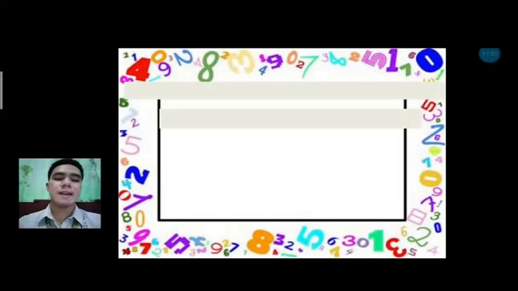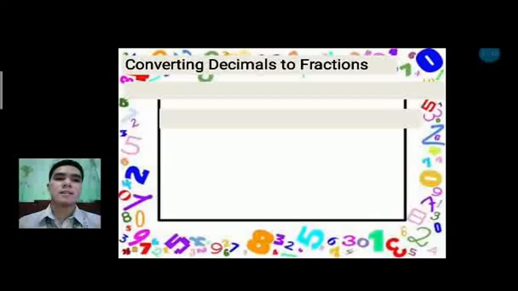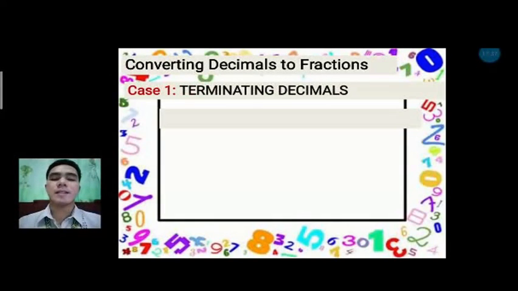Then let's have the examples. Converting decimals to fractions, case number 1. If our given is a terminating decimal, that is an exact value. For example, we have 0.3 or 3 tenths. Take note that its place value is tenths.